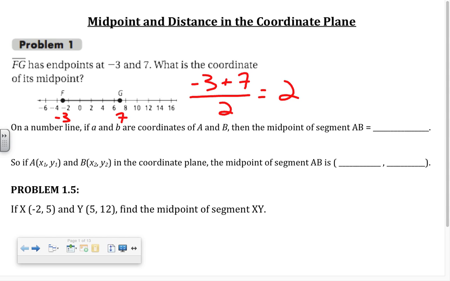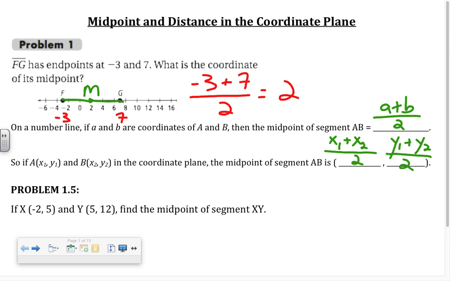If I take that point and plot it on this same number line, notice that that 2, let's call it M, is 5 spaces away from F, and it's 5 spaces away from G. So M is, in fact, the midpoint of segment FG. And I found that simply by finding the average of those coordinates. So if the coordinates are A and B, midpoint of that segment would be A plus B divided by 2. And if I take that into the coordinate plane, what I'm basically doing is finding the average of the x's and the average of the y's. And what that looks like in a formula is x1 plus x2 over 2, comma, y1 plus y2 over 2.